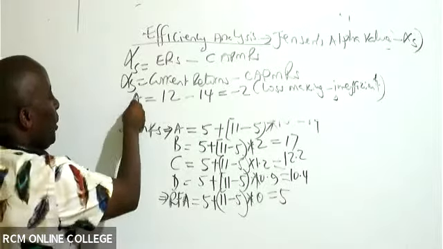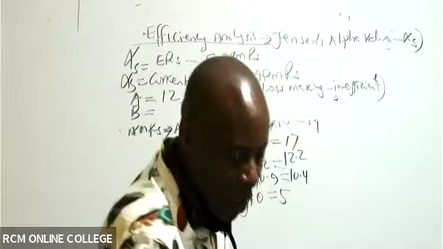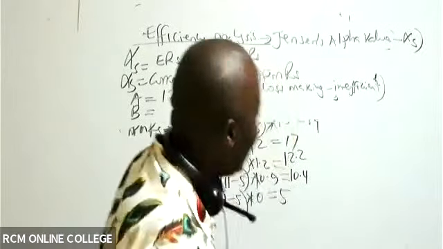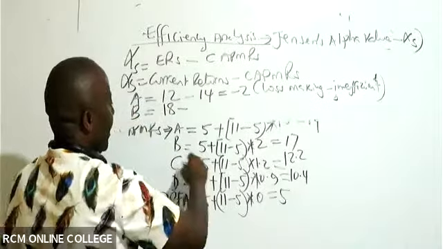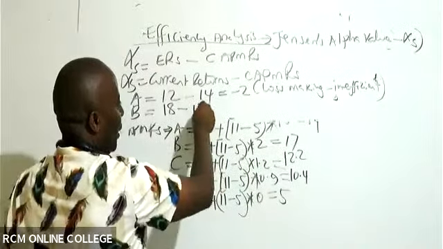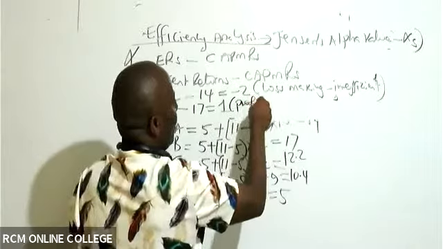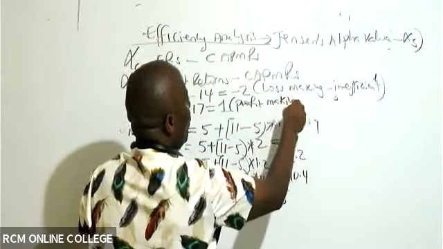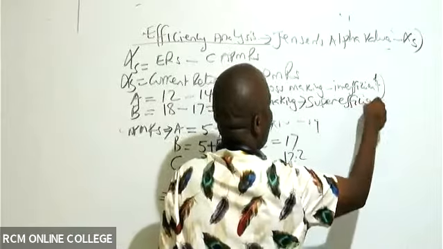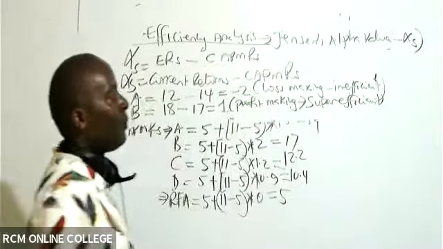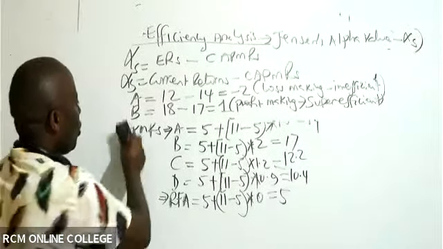You go to B. I hope you are able to see the current return of B. The current return of B, ladies and gentlemen, is 18, minus, in this case here, the CAPM return of B, 17. Even if it's just one bob or 1%, it's profit making. So if it's profit making, we call them super efficient. You go to C.